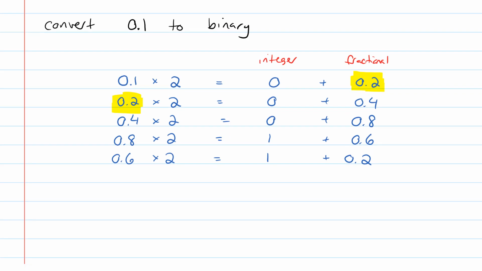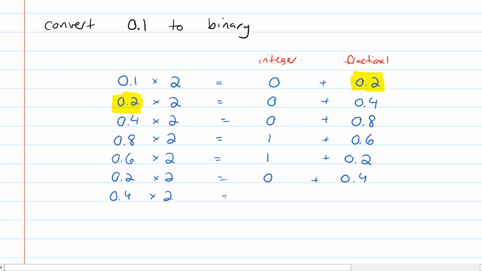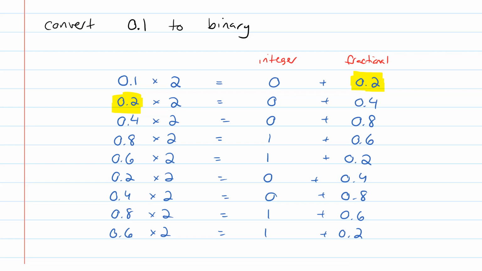0.2 times 2 is equal to 0 plus 0.4. 0.4 times 2 is equal to 0 plus 0.8. 0.8 times 2 is equal to 1 plus 0.6. 0.6 times 2 is equal to 1 plus 0.2. And look, we have repeated exactly the same thing as we had before, that we're now once again at 0.2. This fractional part is never going to go to 0. It's just simply going to repeat.